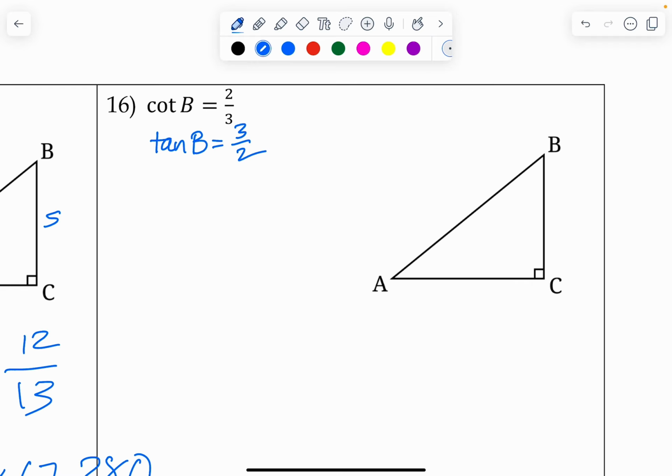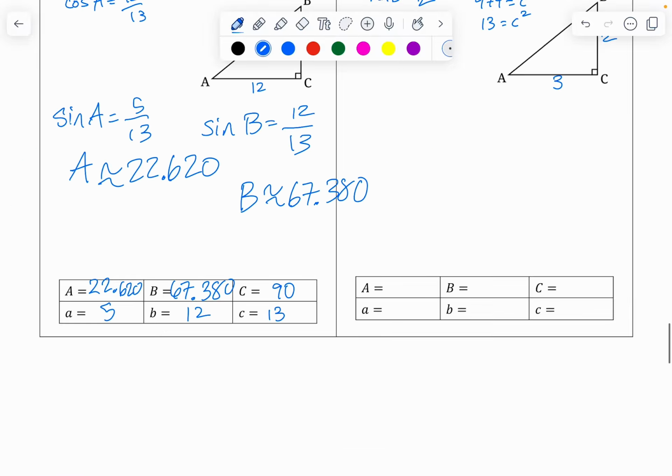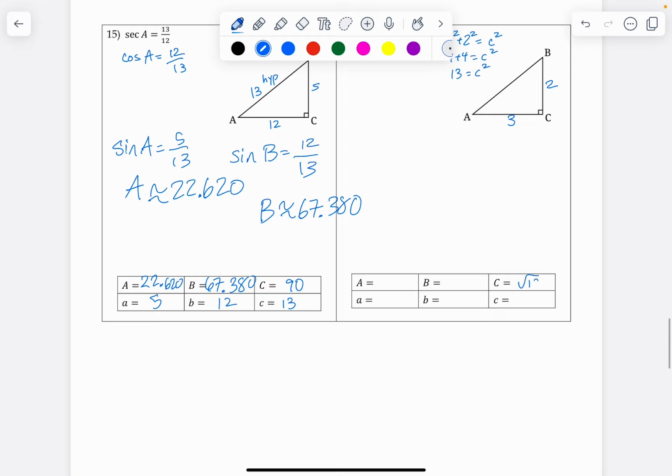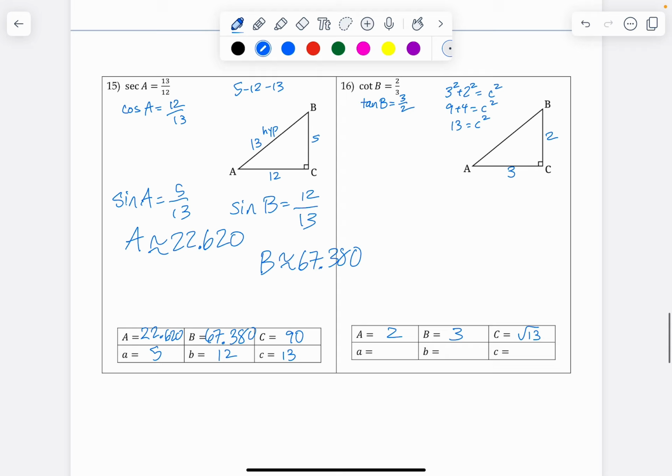And so tangent of B, opposite is here, adjacent is here. And now we have to use the Pythagorean theorem. I want you to find the exact value. So 3 squared plus 2 squared will equal little c squared. So 9 plus 4 equals c squared. I see 13 equals c squared. Therefore, c itself is exactly equal to the square root of 13. So little a was 2, little b was 3.